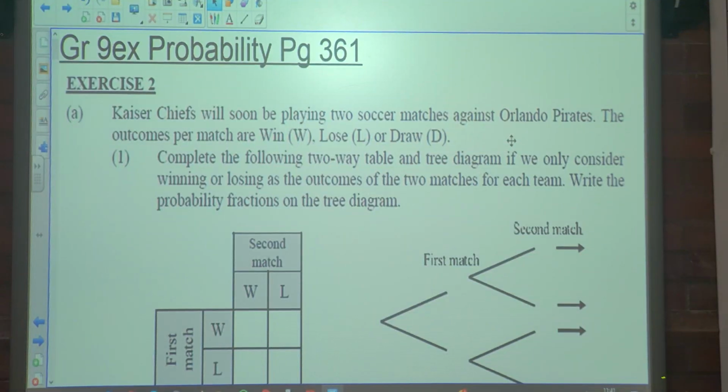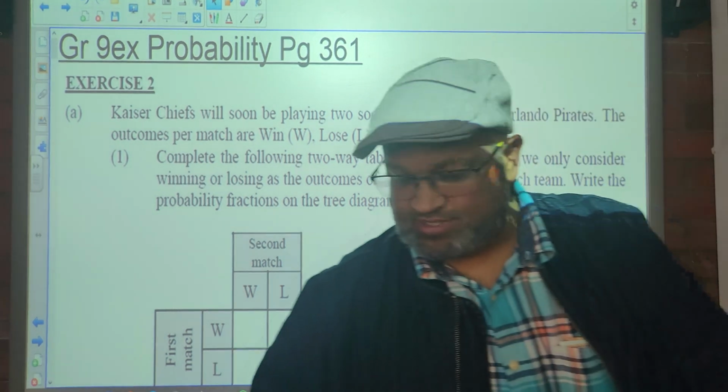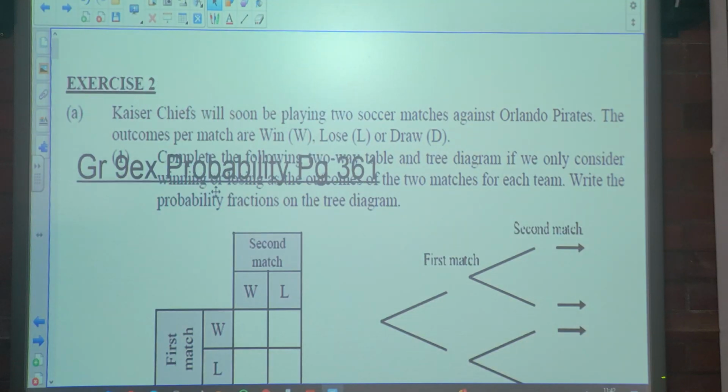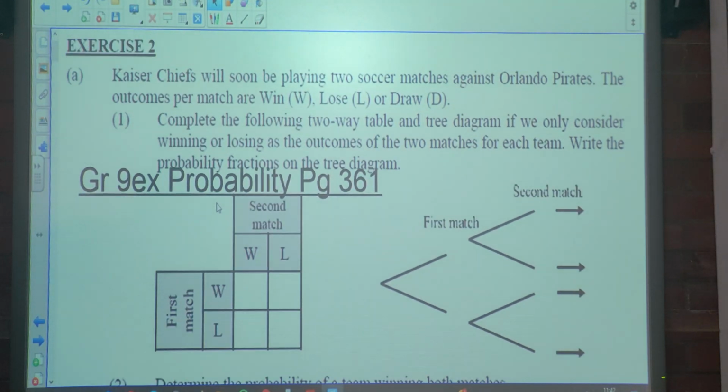Okay, good morning, class. So today we're looking at probability. We're looking at exercise 2, and exercise 2 is on page 360. We're going to do every alternate sum.